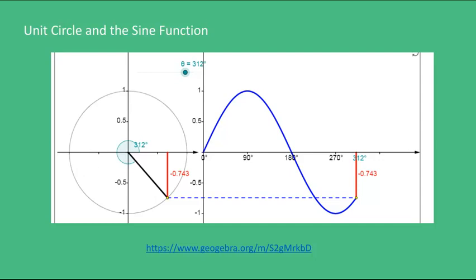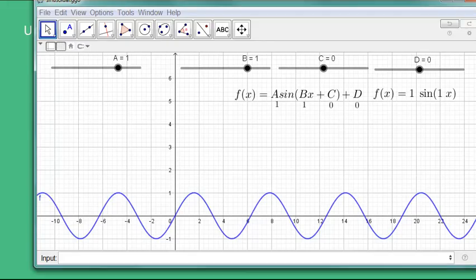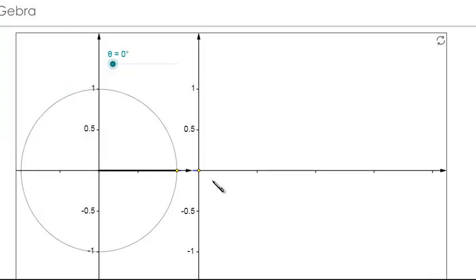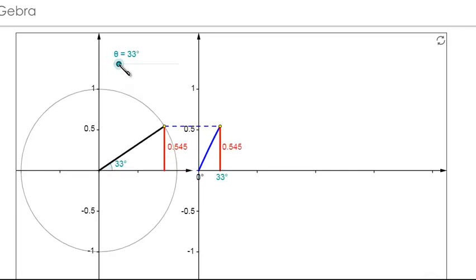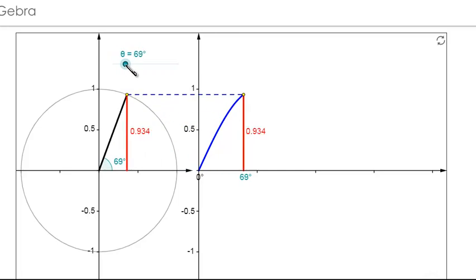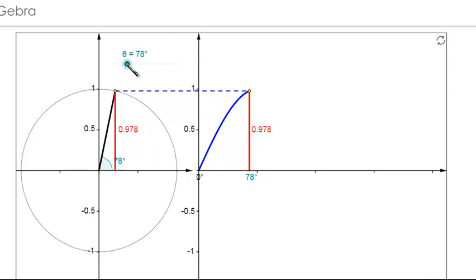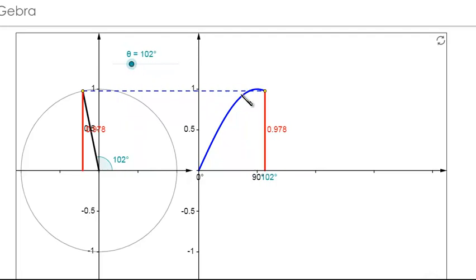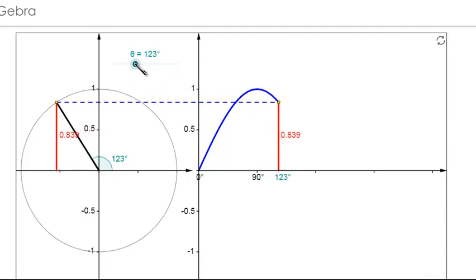So let's look at this in a GeoGebra app that I found. So here is the app. Notice at this point the angle is 0, and of course the y-coordinate of this point is 0. We'll be capturing the y value on this graph over here on the right. So let's increase the angle. Notice as I increase the angle, the y value increases until it reaches about 90 degrees, and then the y value begins to decrease again. And we can continue doing this.